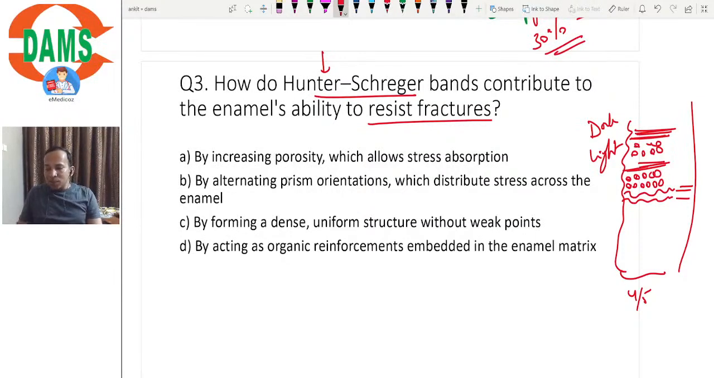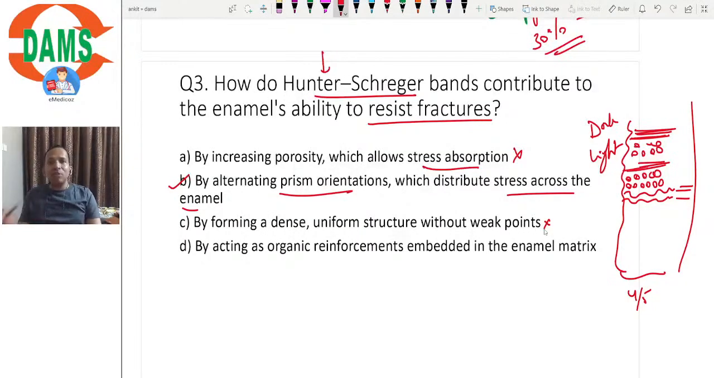So what are the options? By increasing porosity, which allows stress absorption. There is just a change in the orientation of enamel rods. It won't increase the porosity. By alternating prism orientation, which distributes stress across the enamel. Yes, this appears a correct option. Let's go to the third option. By forming a dense uniform structure without weak points. Again, this is wrong, because there is just a change in the orientation. The number of rods will remain the same.